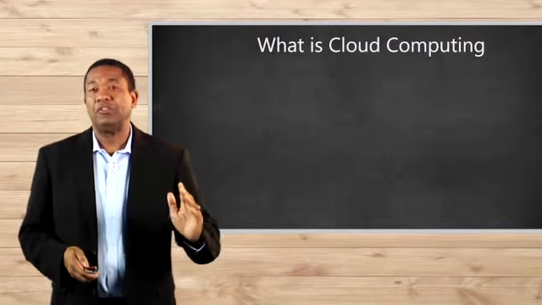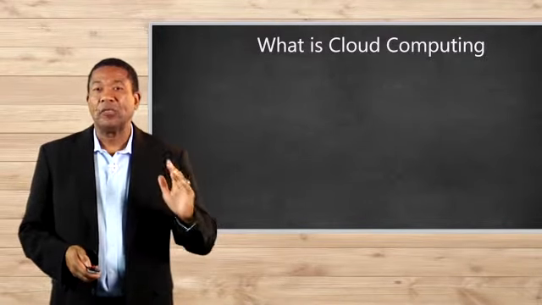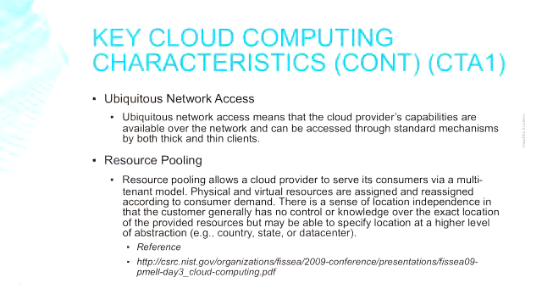Another essential characteristic is ubiquitous network access. This means that the cloud service provider can deliver its capabilities over the network, and it can be accessed through standardized mechanisms by both thick and thin clients, even your smartphone.